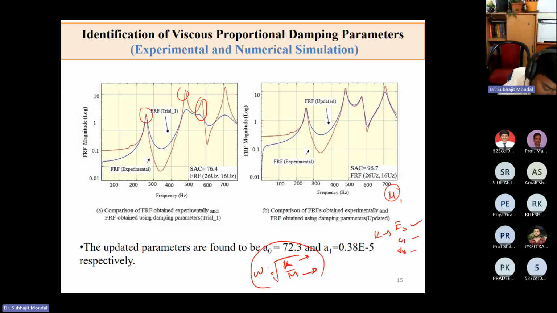Here you can see that omega is equal to root under K by M, which means you can update the mass or you can update the K. Both will lead to the same result. Okay. Now here you have to do some observations.